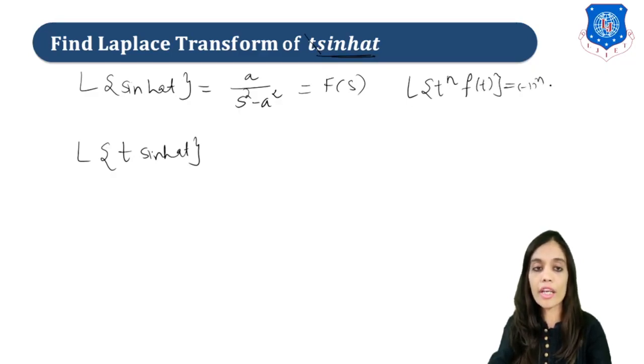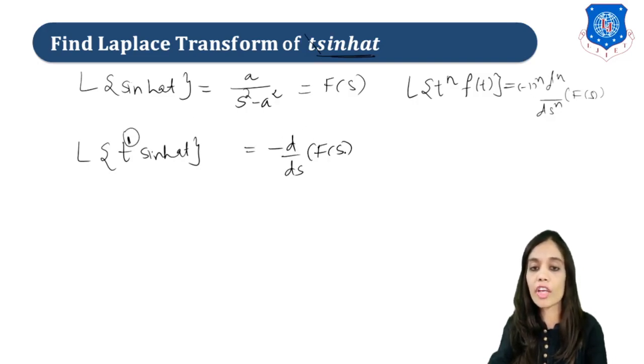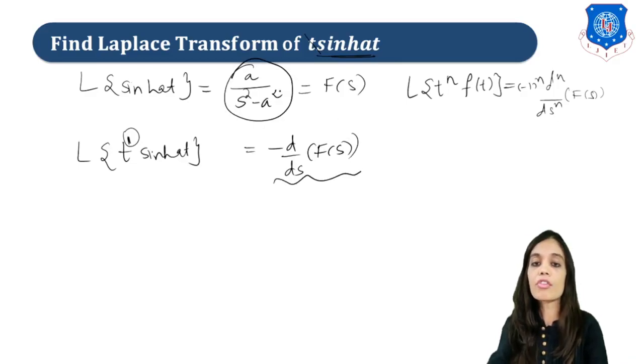Minus 1 raised to n, d raised to n by ds raised to n of f of s. So here we have n as 1, right? So put 1 in this, so you will have minus d by ds of f of s. The meaning of this is that you have to differentiate this with respect to s only one time.